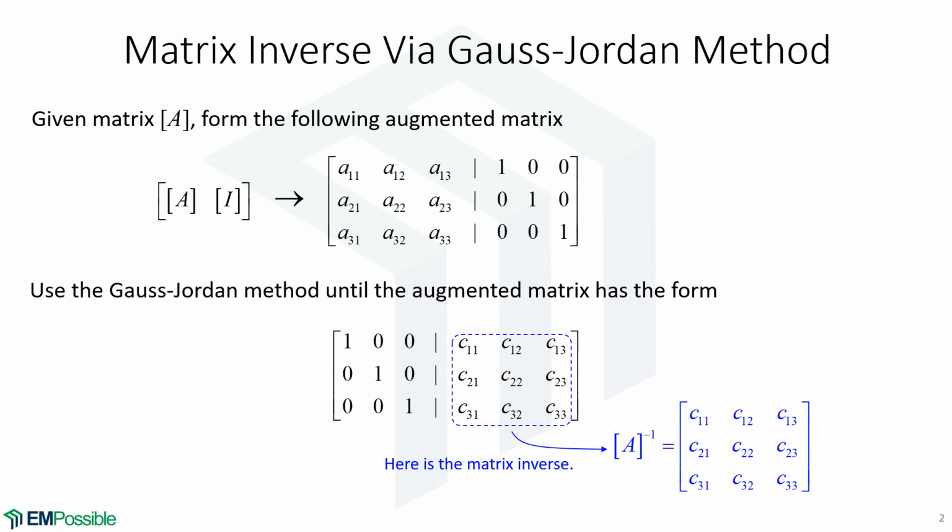Now here's the most important part. What's left here is not the answer to the problem, and I have a lot of students report this, and I always mark it wrong. You have to extract this matrix over here, and that is the inverse of A. This is the augmented matrix. Yes, it has the matrix inverse in it, but that's not the answer. We have to extract the answer and write it this way. Here is the matrix inverse.